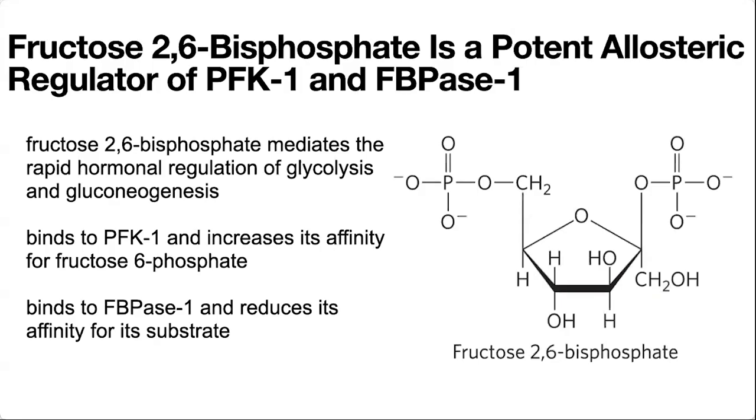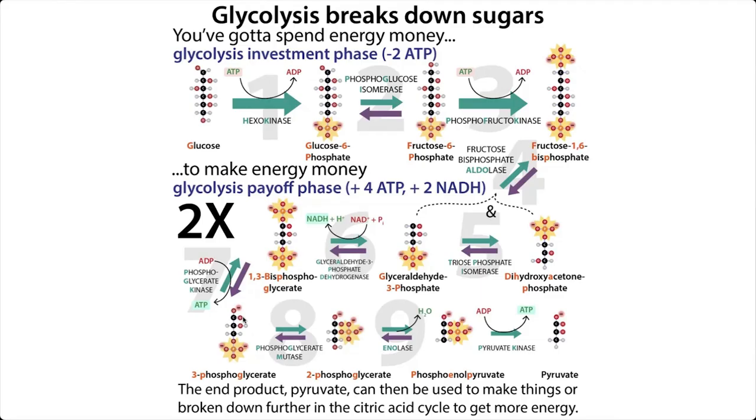Another regulator of PFK1 as well as FBPase1 is going to be this molecule called fructose 2,6-bisphosphate. It's another one of those allosteric regulators, and it sounds like it's something that's just from your glycolysis pathway.